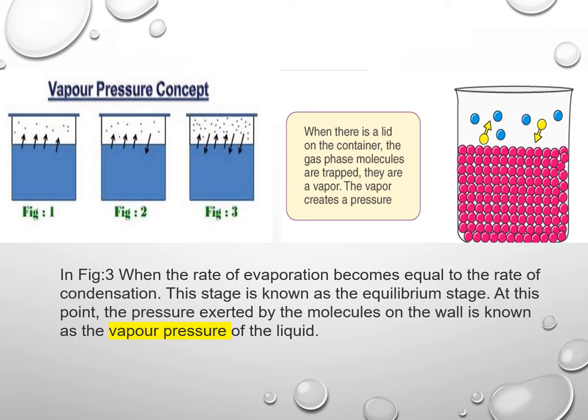After some time you will see that a few of the molecules will start condensing. So a stage will be reached where the rate of evaporation and the rate of condensation become almost equal, and this is called the equilibrium stage. The pressure that is created because of this vapor is nothing but what is called vapor pressure. So this is the vapor pressure of the pure liquid.